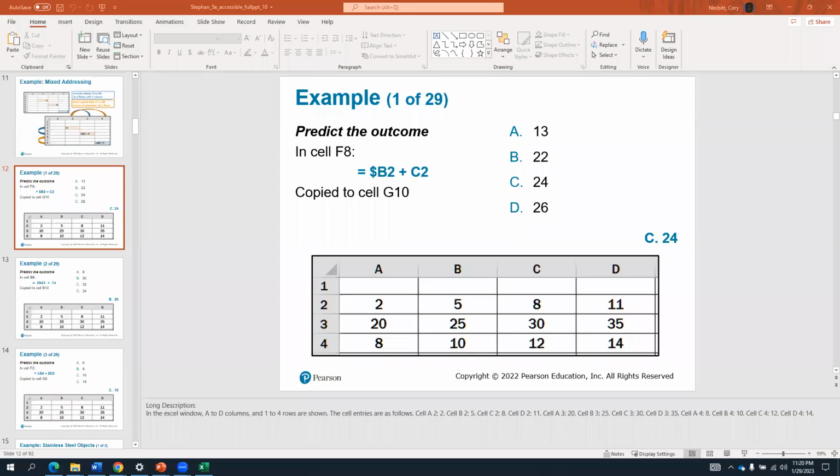All right, so let's look at example one. Pick the outcome in cell F8. So what we want to do is, what I'm going to do is copy these numbers over into my cell, okay?